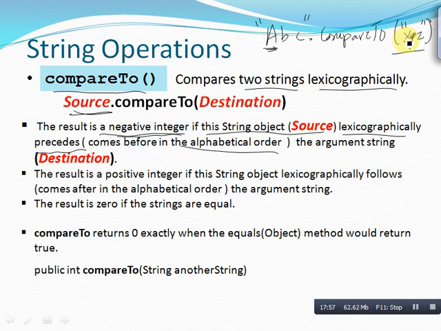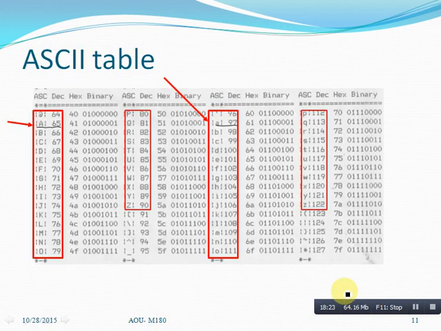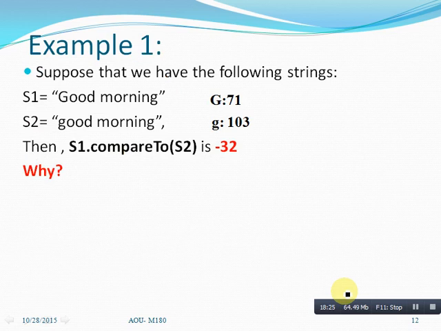The result would be a positive integer if the string object lexicographically follows the argument string. And it returns 0 if both are equal. For example, ABC dot compareTo ABC, in this case it will return 0. Now here let us check this example.